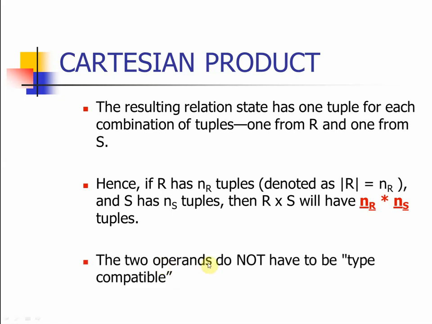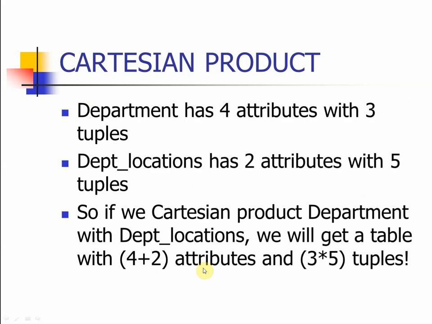So the two operands do not have to be type compatible, because it simply tries to create all possible combinations of the two tables mixed together. So think about this. Say the department has 4 attributes with 3 tuples. So we have 3 departments: department number 1, department number 4, and department number 5. And department locations has 2 attributes with 5 tuples.